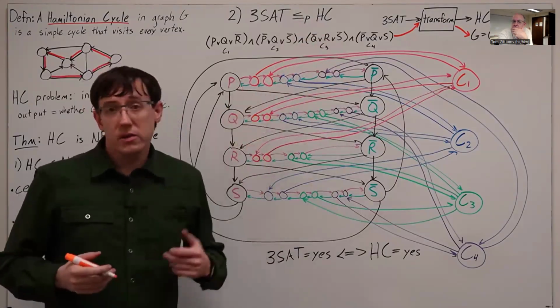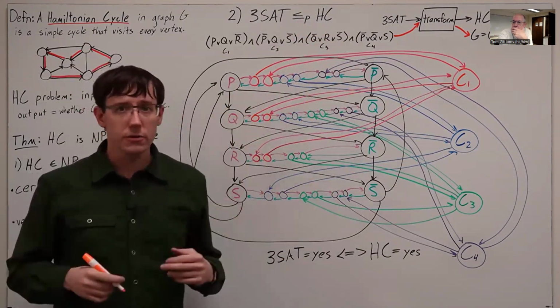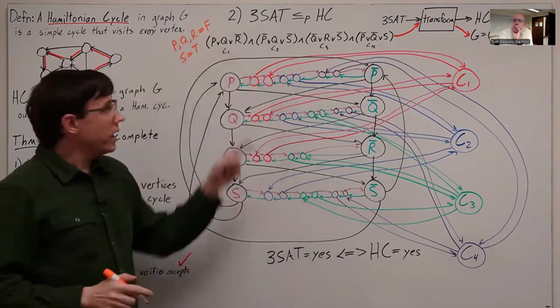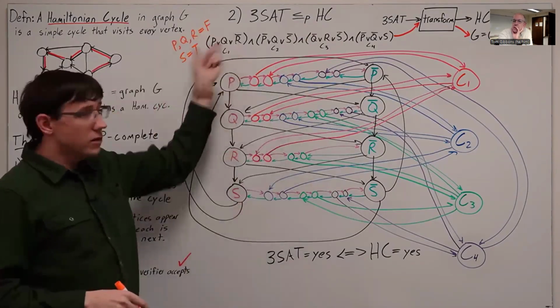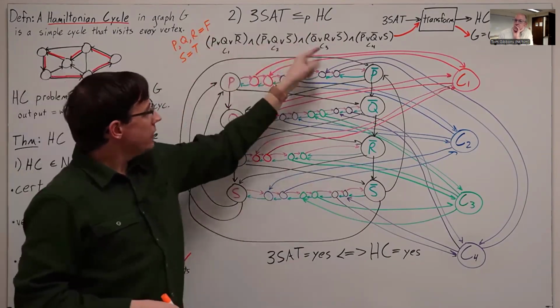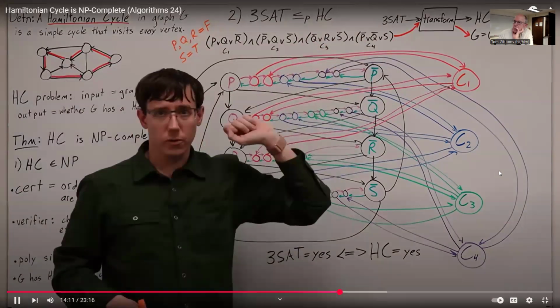One way we could satisfy this formula would be to set Q and R to false and S to true. That way, not R makes this clause true, not P makes this clause true, not Q makes this clause true, and not P makes this clause true.